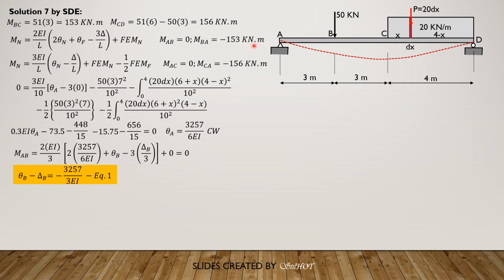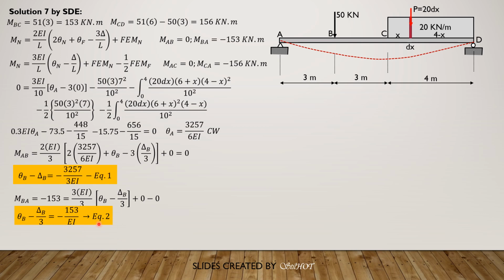Likewise, we set up MBA, and MBA is equal to negative 153, and it is equal to 3EI over L this time, 3EI over L because the far end A has 0 moment. Quantity theta B minus delta over L, or delta B over 3. Then again, there's no moment in between, so plus 0 minus 1/2 of 0. Simplifying, theta B minus delta B over 3 is equal to negative 153 over EI.